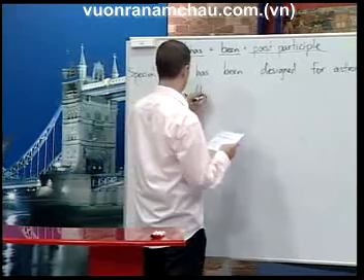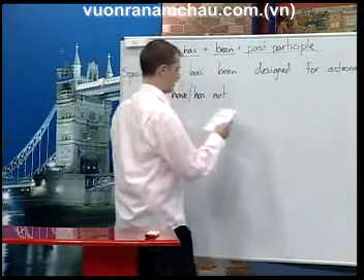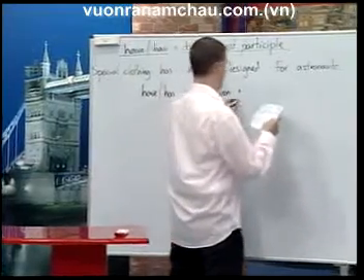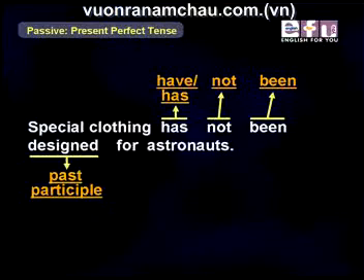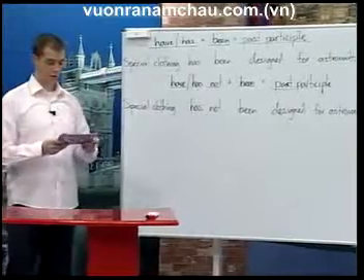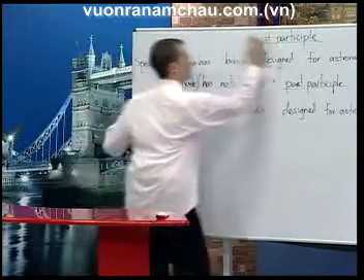Has not, plus been, plus past participle. So, for example, special clothing has not been designed for astronauts. Special clothing has not been designed for astronauts. Okay, let's take this off the board and have a look at yes-no questions.